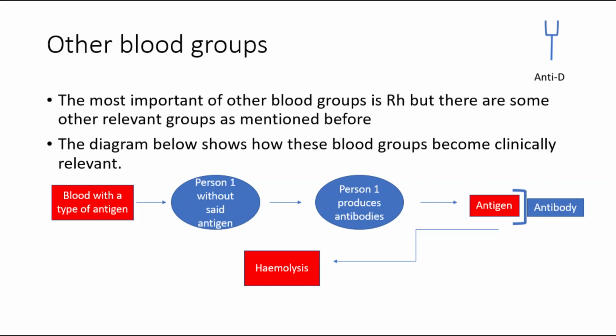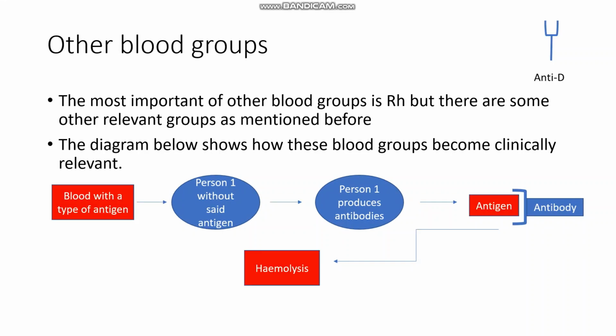Newborn babies can have a reaction like this if their mothers have a different ABO or RH blood group. With RH groups, this could happen if the mother is RH negative and the baby is RH positive. This means the mother who lacks the RH antigen will produce the antibodies, anti-D antibodies, against the baby.